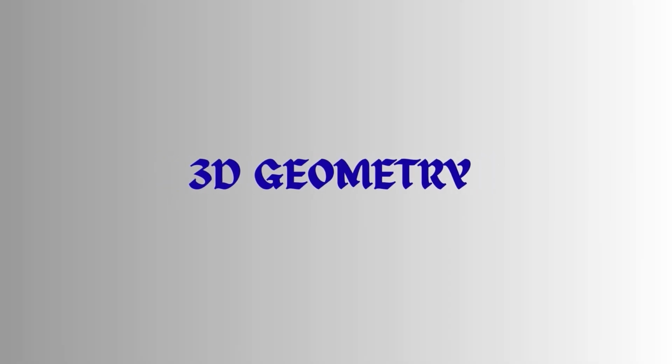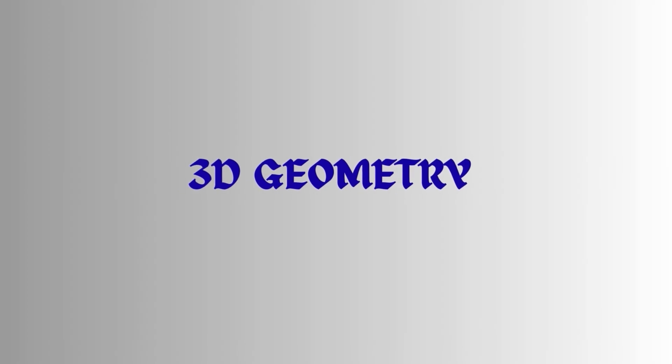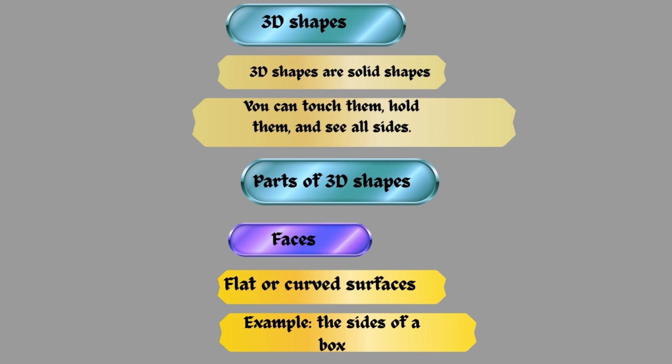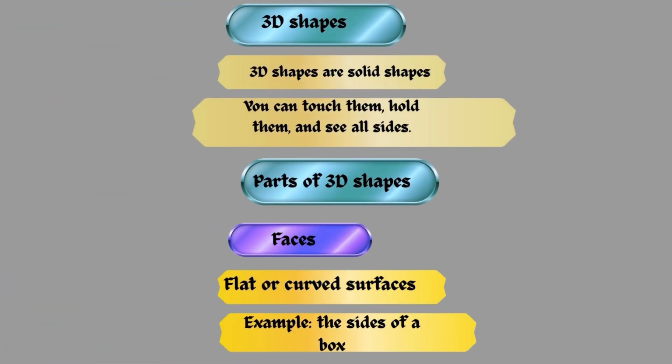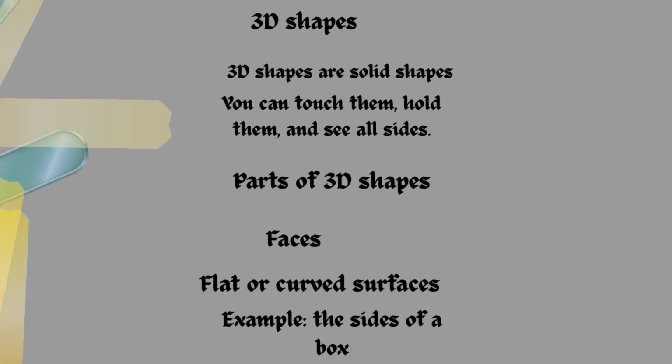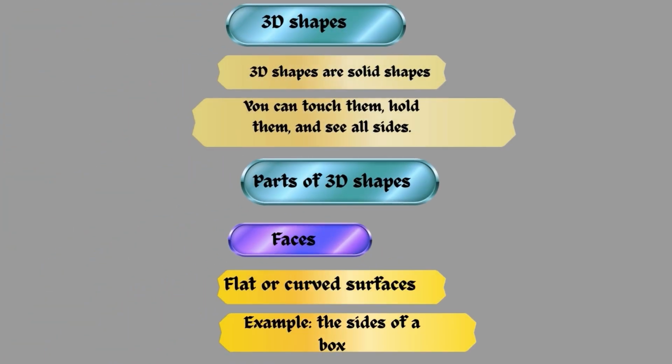Okay, thank you. Now we will learn about some 3D shapes. What are 3D shapes? We can touch the 3D shapes, we can see them, we can hold them, right? And 3D shapes have edges. What are edges? Where two faces meet, that is called an edge. They have corners. Corners are also called vertices. And the points where edges meet are called corners.